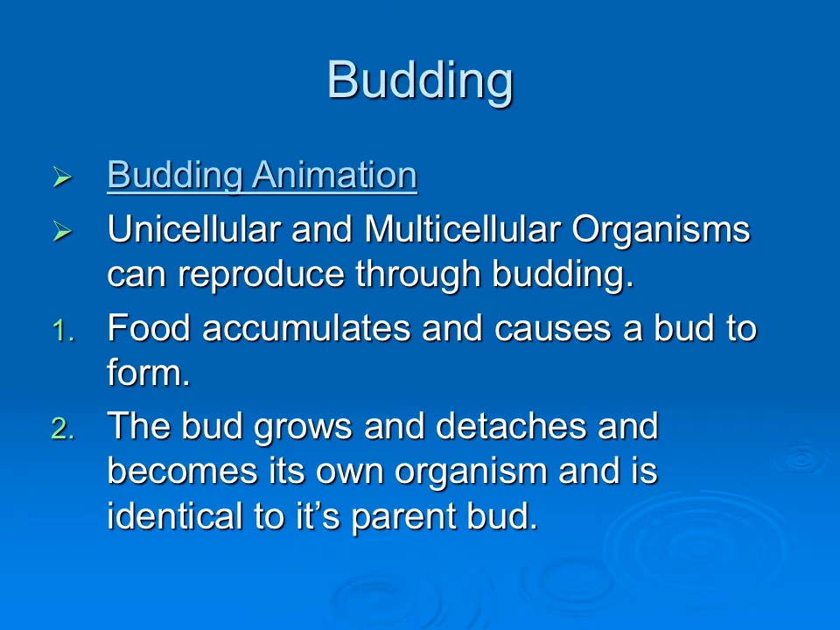The animation will give you a really good visual of that, but it's basically, if we were just to keep adding cells until it got so heavy that that clump of cells broke off. That's exactly what budding is, and that clump of cells that breaks off is exactly the same as the thing it broke off of, and they are called parent and daughter.